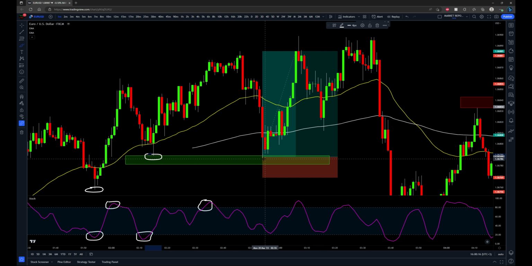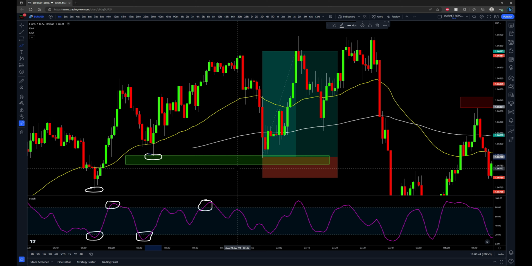And this one we do have a sweep of this low, which is the stop hunt that we're going to be anticipating. Okay, so we can see this significant level. We mark it out with this green box just to make things very clear. Price comes up, drops back down while in an uptrend with yellow over white. So we're looking for a long, it sweeps that low, and that is an entry.